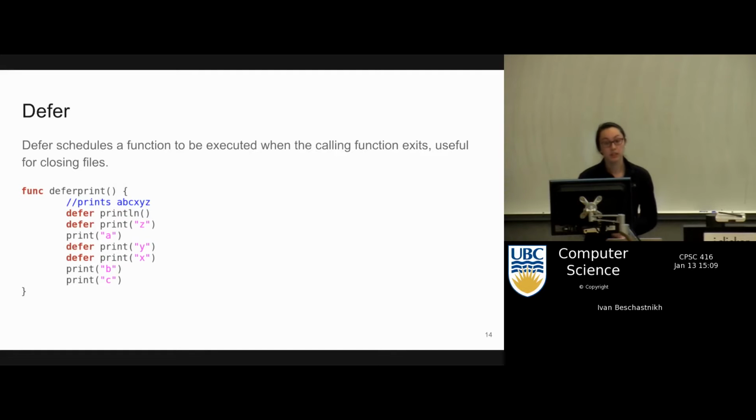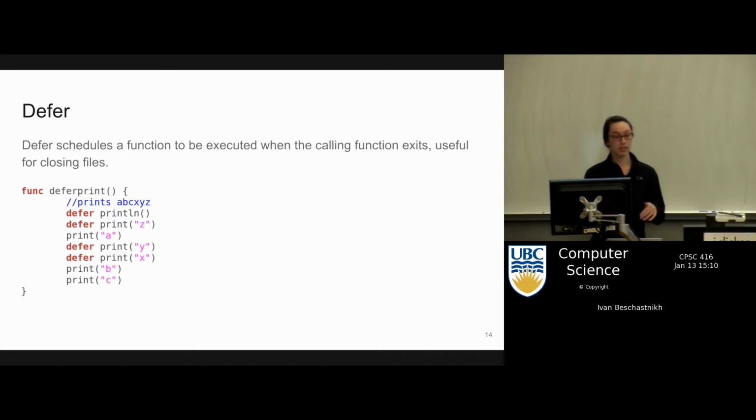So defer is another useful thing in Go, where you can basically defer a method to only be executed at the end of its scope. So in this function, we defer a couple of prints. And the key thing to notice here is that it's not FIFO. It's LIFO. It's like a stack.